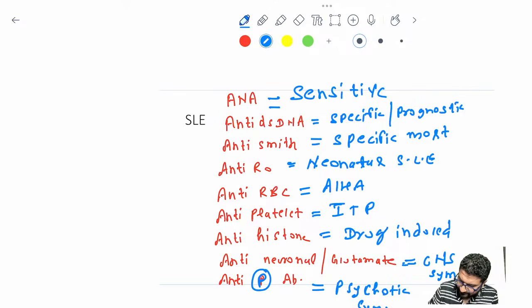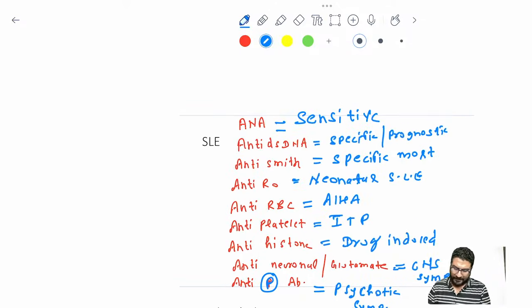Psychotic symptom will be because of P. Done? So this is something which you have to remember about SLE. Right?